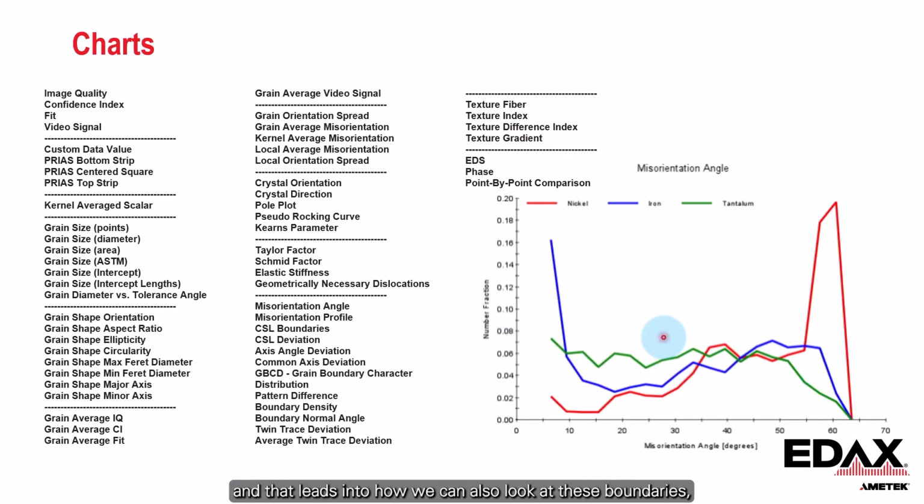That leads into how we can also look at these boundaries in charts. You can see there's a numerous range of charts, but for all these different types of boundary charts, we can also measure them numerically and calculate the fraction of different boundary types to help compare and contrast these boundary measurements.